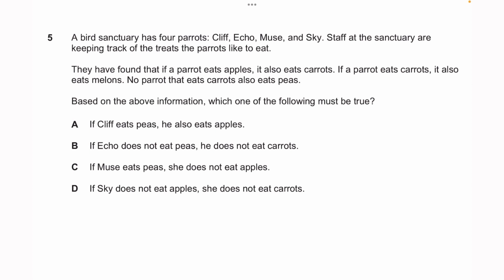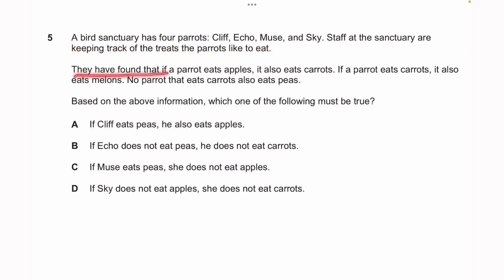All right, let's move on. Question 5. Question 5 says this: a bird sanctuary has 4 parrots, Cliff, Echo, Muse, and Sky. Staff at the sanctuary are keeping track of the treats the parrots like to eat.